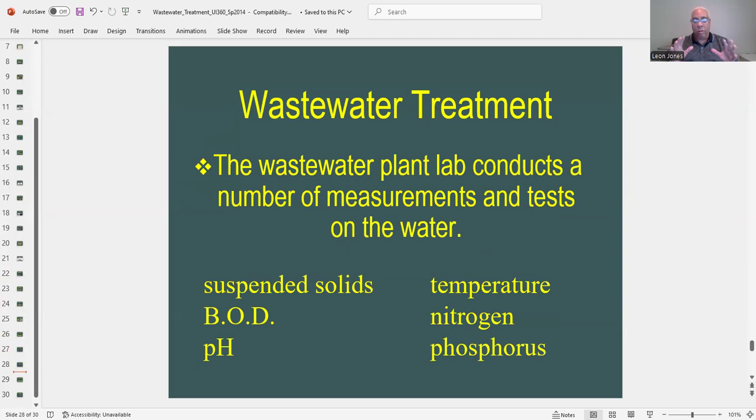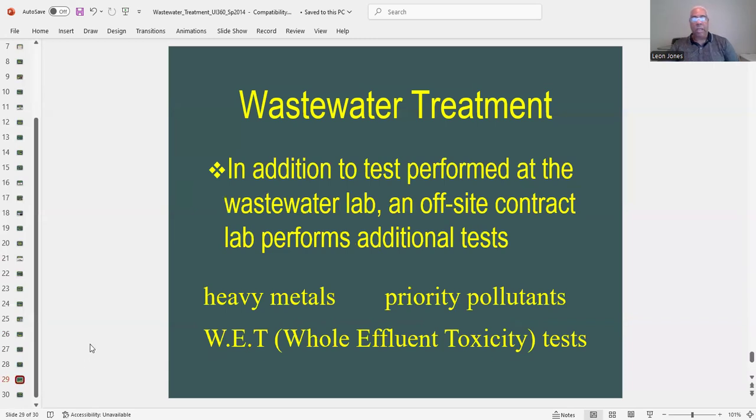So, after all this, here in the wastewater treatment plant, the wastewater plant lab conducts a number of measurements and tests on the water. So they're going to be testing the suspended solids, the pH, the BOD, the nitrogen, the phosphorus, and of course, the temperature. In addition to the tests performed at the wastewater lab, an off-site contract lab performs additional tests, on your heavy metals, your priority pollutants, your WET, which is your whole effluent toxicity, and others.